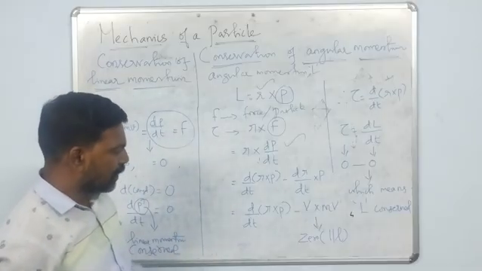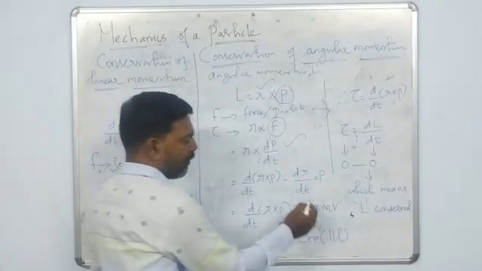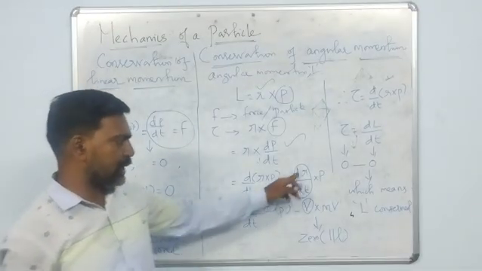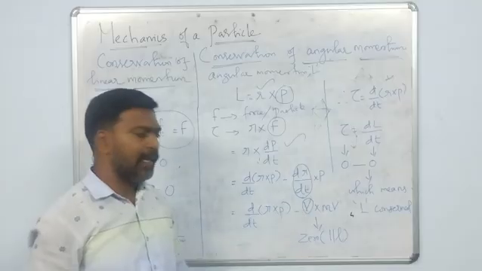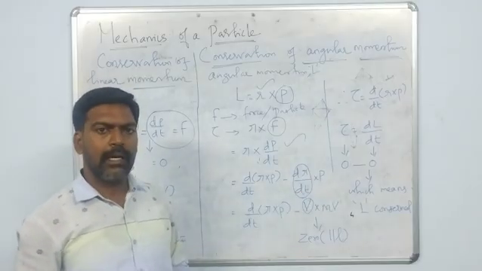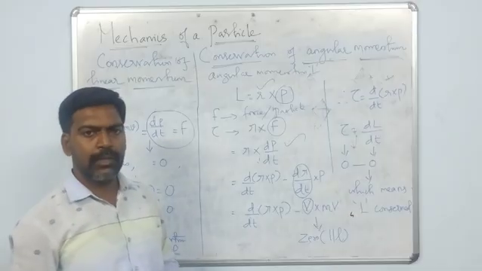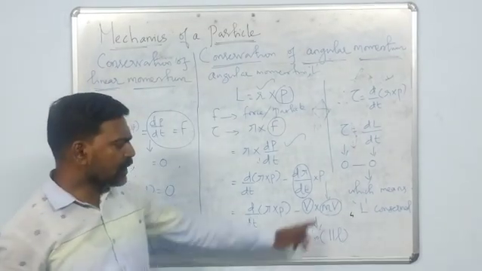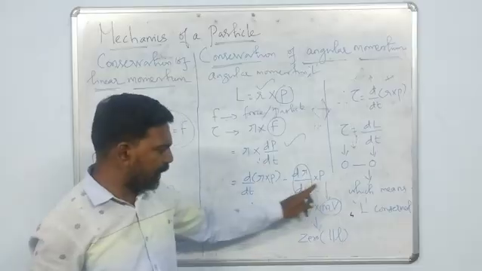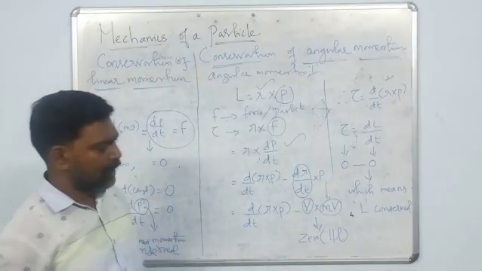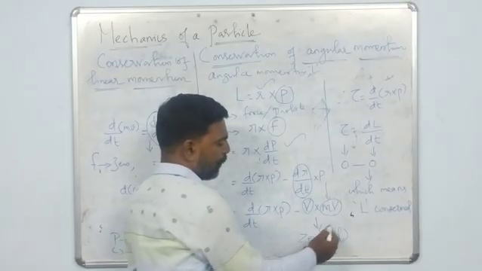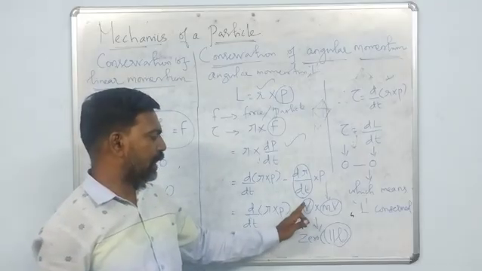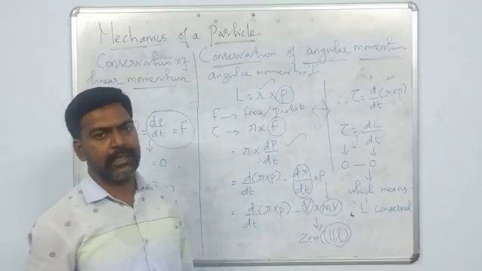Then we can simplify this equation. We know velocity equals distance by time, so dr by dt is the velocity, which we write as v. We know the value for P: P equals mass into velocity, linear momentum, m into v. Now this term becomes 0, since once these two vectors are in parallel position, their cross product is 0. So we need not bother about the second term. Now it becomes 0.